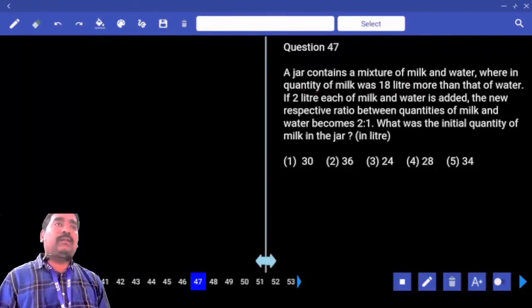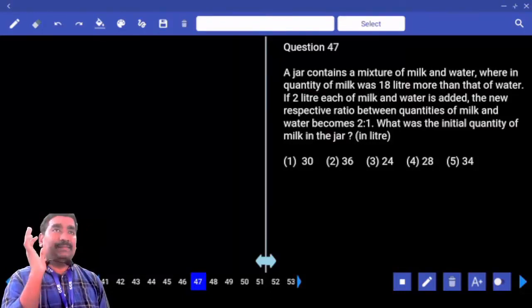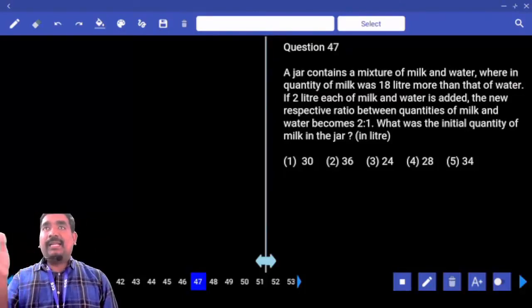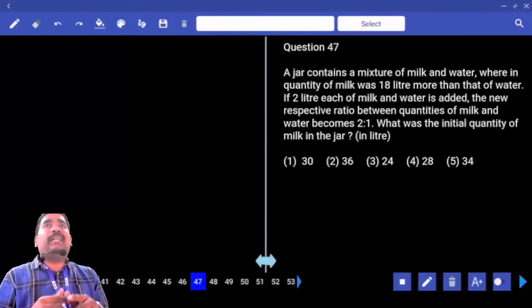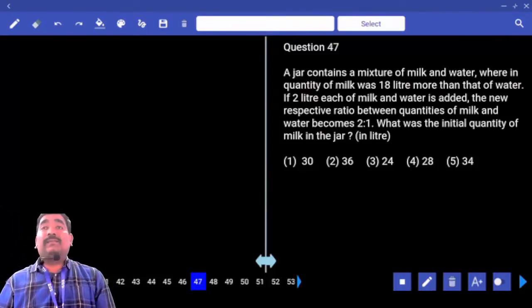18 liters more than water. Means the difference between milk and water is 18. Difference between milk and water is 18. In between, we added how many liters of milk? How many liters of water?